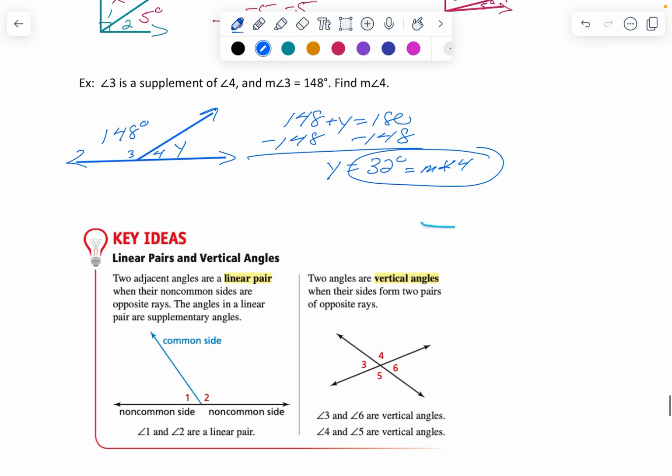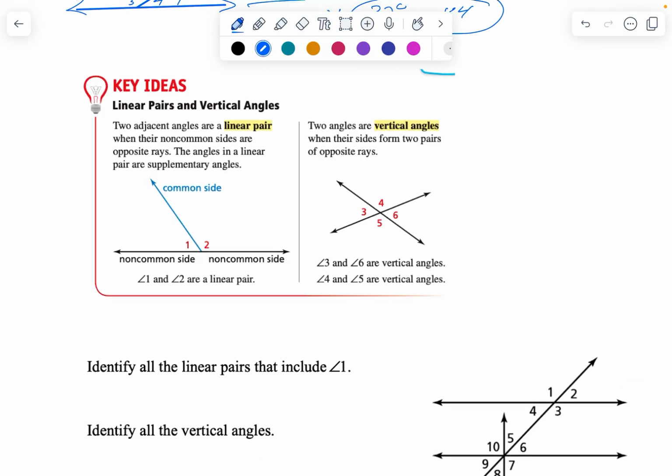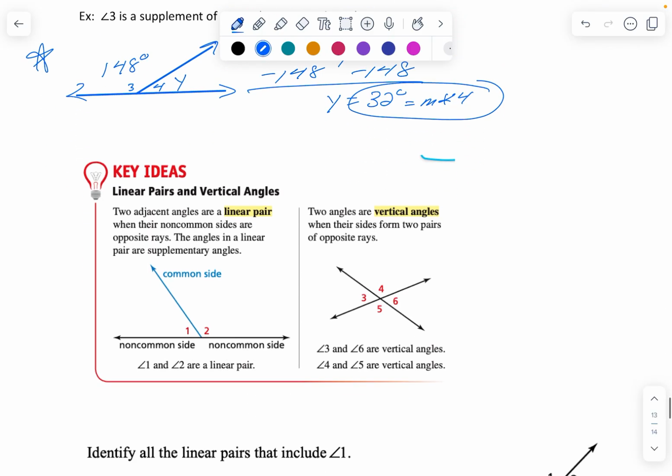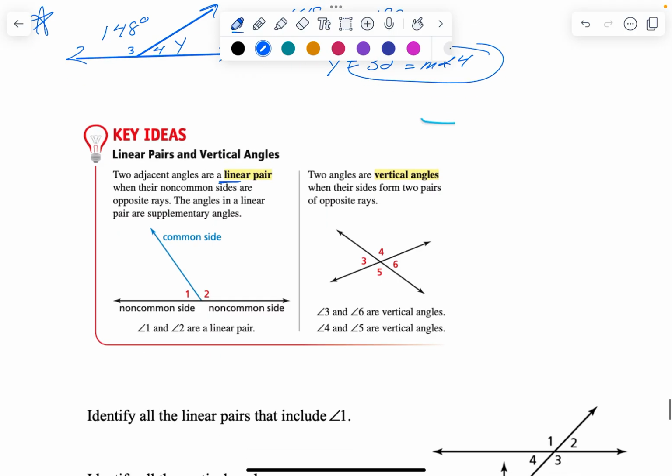Okay, so we've got complementary angles that add up to 90, supplementary angles that add up to 180. And here's the last pair: linear pairs. So I just drew these supplementary angles up here. They're actually a linear pair. Notice in the word linear, there's the word line. So if two angles are adjacent, next to each other, and they form a line, then they're called a linear pair.